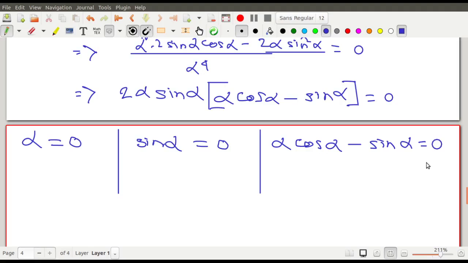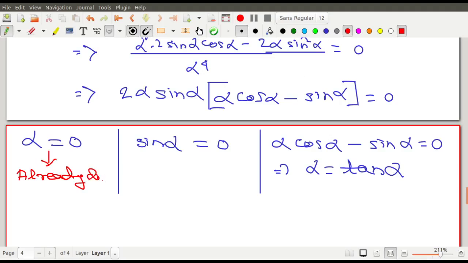Now, out of these three options, this one is alpha equals to tan alpha. These are my three options: sin alpha equals to 0, alpha equals to tan alpha, and alpha equals to 0. Alpha equals to 0 you already discussed to be the principal maxima, I have noted it down, principal maxima.